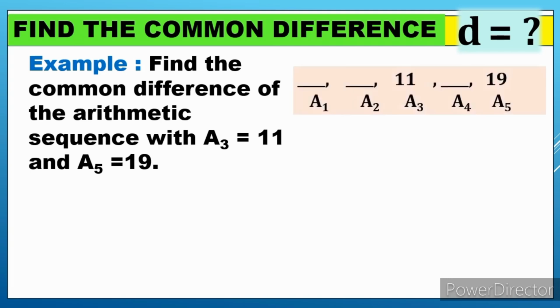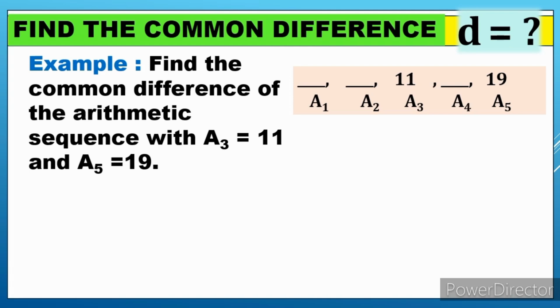Now, we're going to have the sequence, where a sub 1 is unknown, a sub 2 is also unknown, then 11 is a sub 3, and another unknown is a sub 4, and then a sub 5 is 19, which is the last term. Okay, so how are you going to find the difference now?